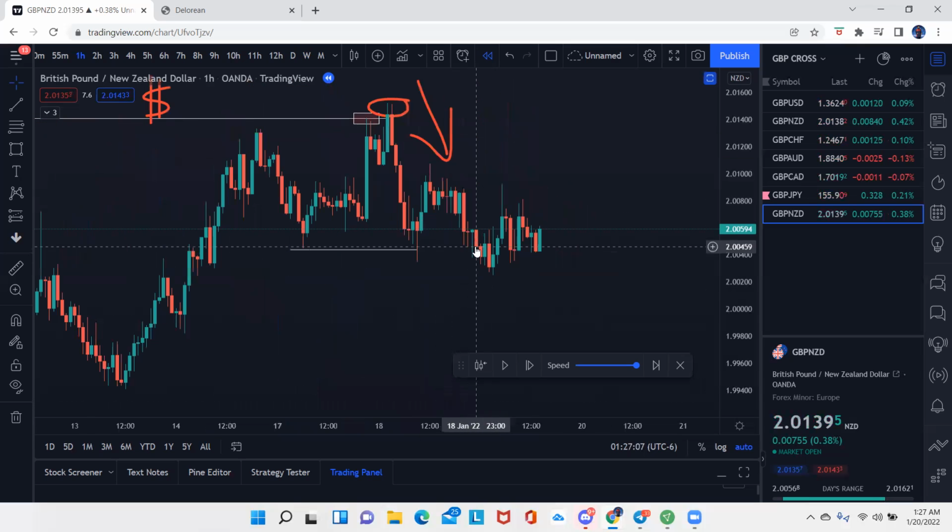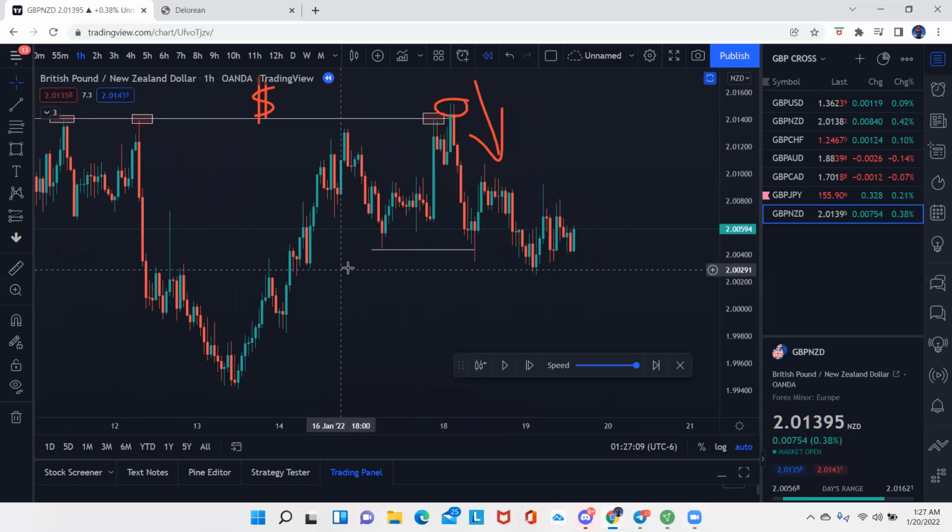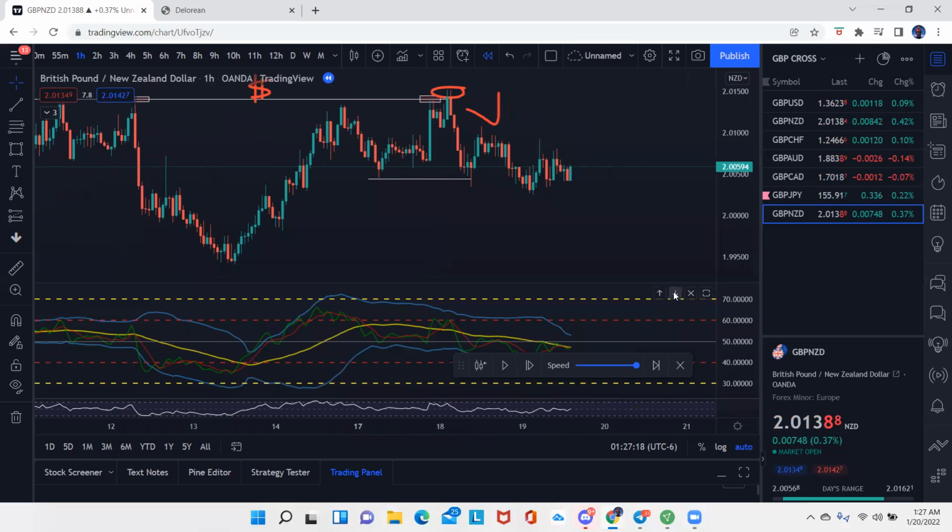So what I ended up doing was I was like, okay, I see all this information. I got my break of structure. Now I just want to be able to see, do I have a potential entry, right? I don't know if I had divergence on this or not.